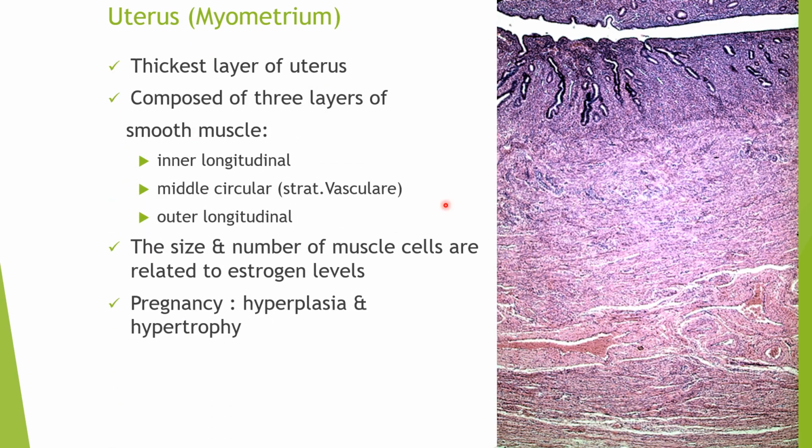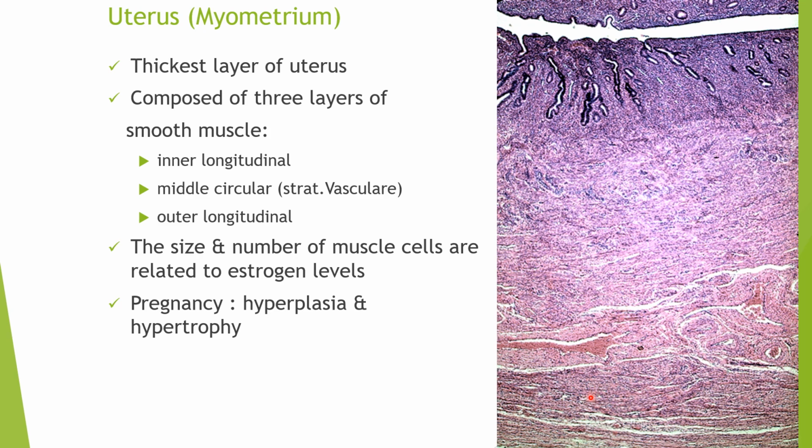So myometrium of the uterus is a thick layer of the uterus. It is composed of basically three layers. The inner is the longitudinal layer, the middle is the circularly arranged smooth muscle fibers, and the outer is again the longitudinally arranged smooth muscle cells. The middle layer of the myometrium contains larger blood vessels. That's why it is also called the stratum vasculare, and the layer which is above it and near to the mucosa is also called the stratum subvasculare, the submucosal layer of the myometrium, which contains mostly circularly arranged and longitudinally arranged fibers, and some oblique fibers may also be present in this layer.